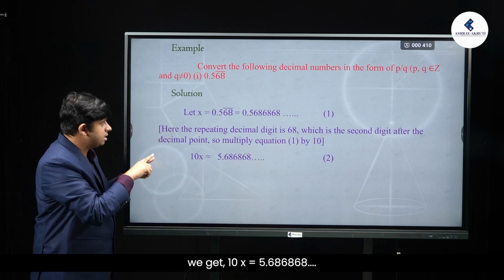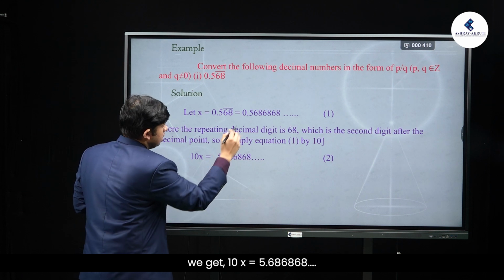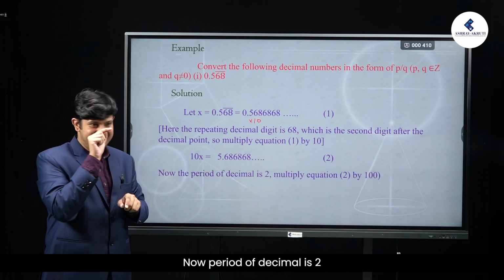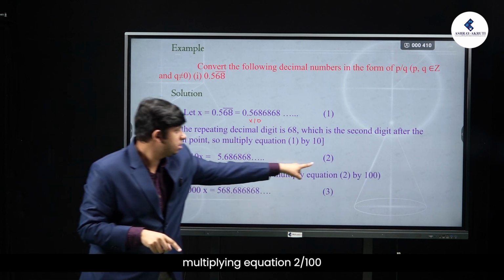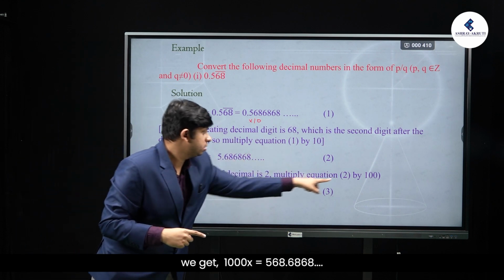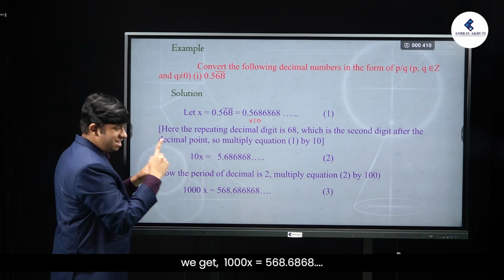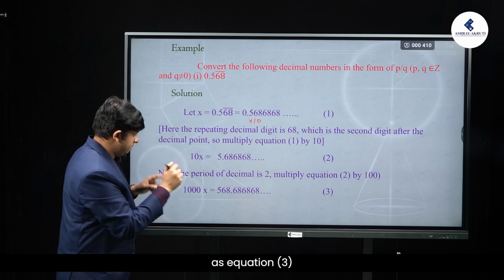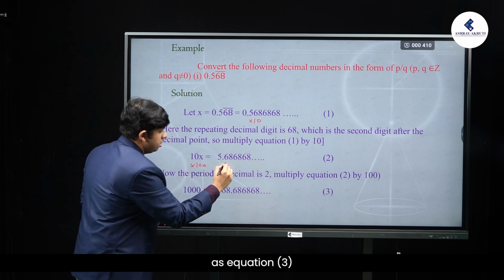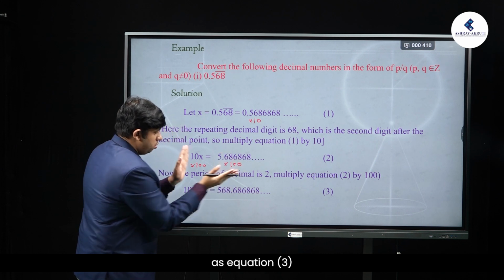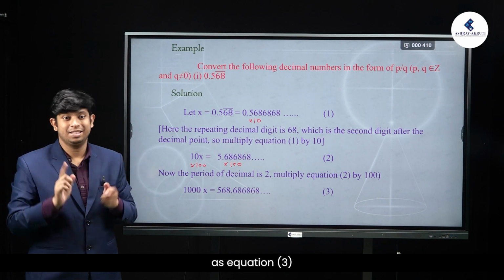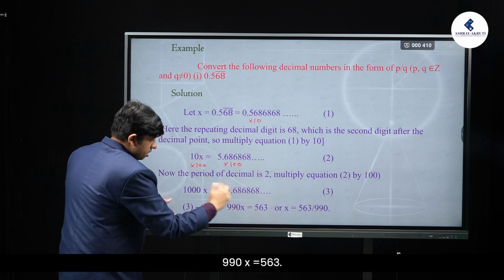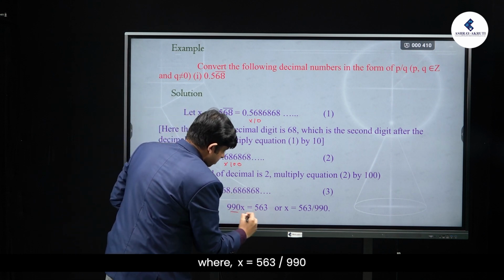We get 10x is equal to 5.686868 and so on, as equation 2. Now the period of decimal is 2. Multiplying equation 2 by 100, we get 1000x is equal to 568.6868 and so on, as equation 3. Subtracting equation 2 from 3, we get 990x is equal to 563, where x equal to 563 by 990.